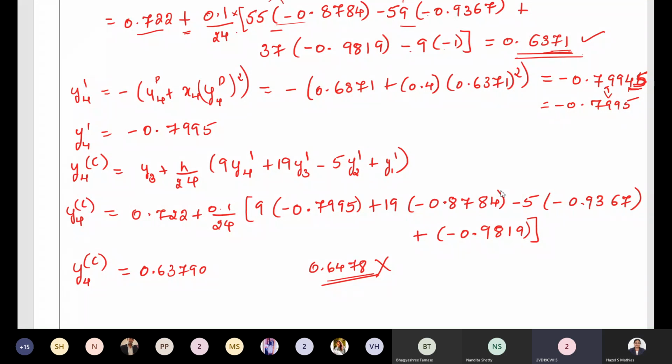0.6377, ma'am, 0.6373, ma'am. Okay. 0.6373 is also fine, doesn't matter. But it should be same at least up to the third digit. When compared to the predicted value, you should not have much difference. Check the predicted value, you have got it as 0.6371. So your corrected value should be approximately 0.637.